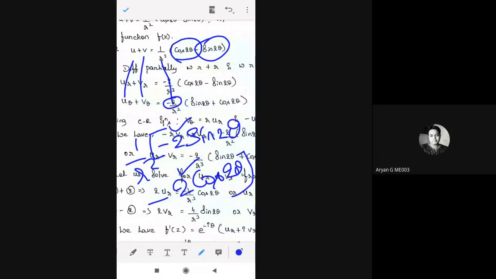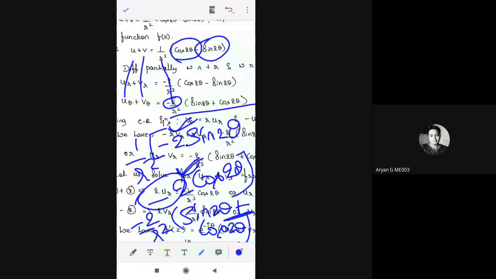When you take minus 2 outside, minus 2 by r square of sin 2 theta plus cos 2 theta. Minus 2 by r square, sin 2 theta plus cos 2 theta. So this is how we got u theta plus v theta, just using differentiation of sin ax and cos ax. So when you know that, you can do it. Here minus 2 is common. We took minus 2 outside, so what sign will be there? There will be plus, so we only wrote plus in between.